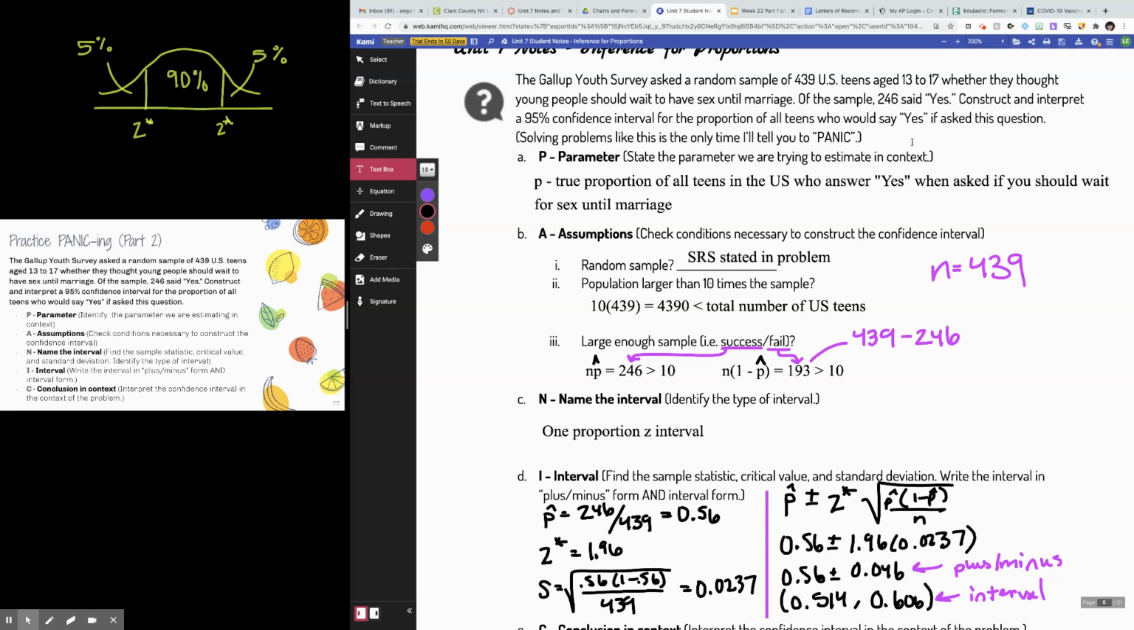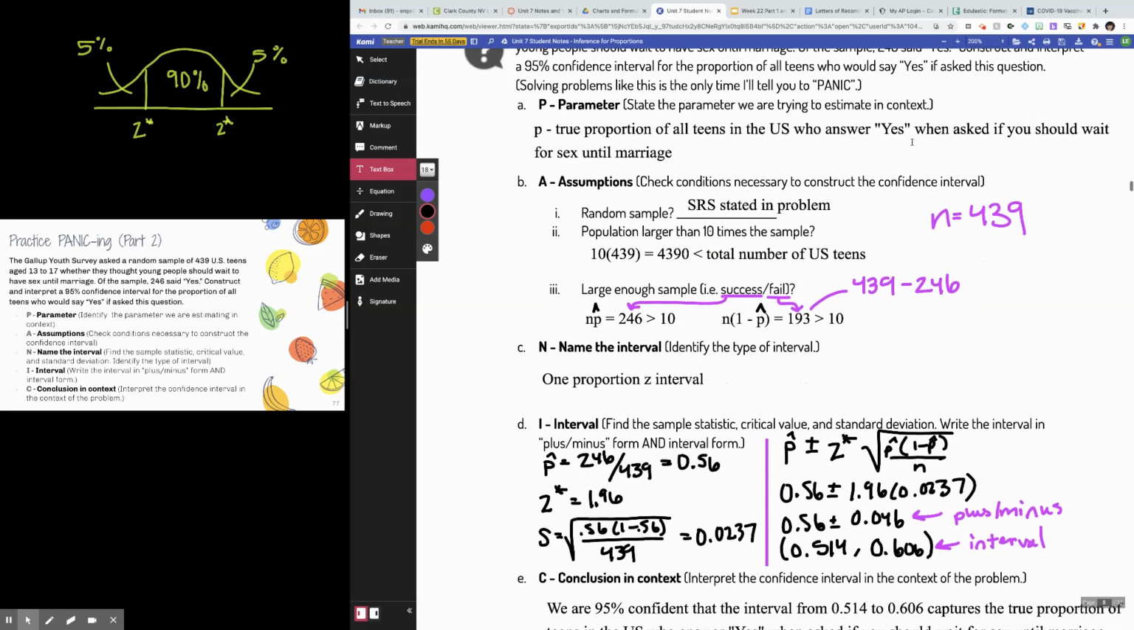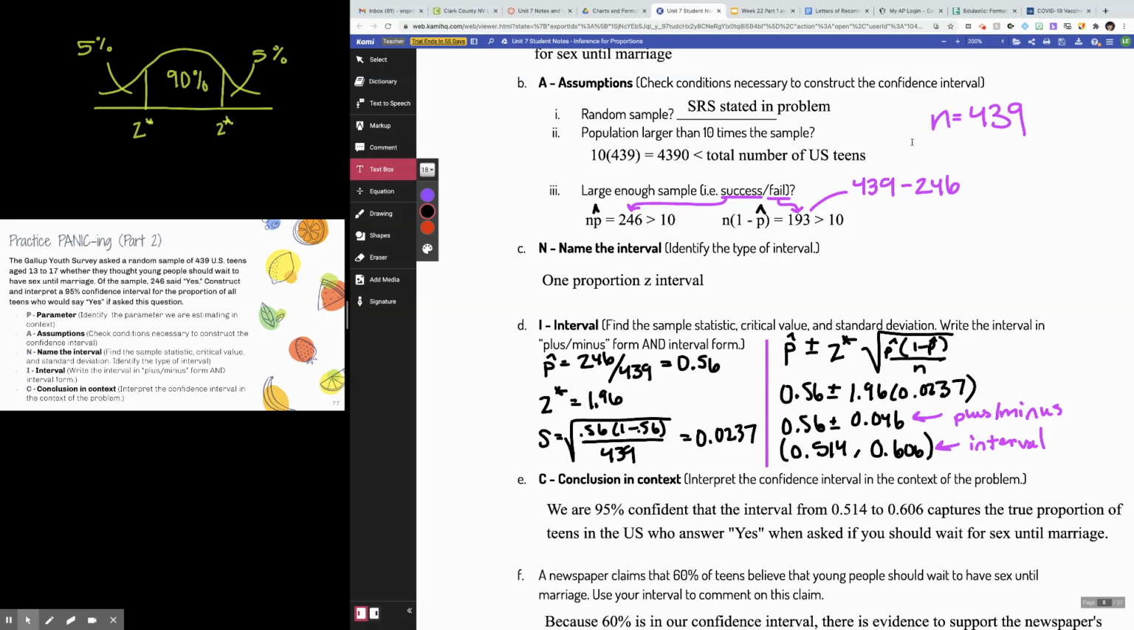Okay. Name the interval. So far, all we've dealt with is 1 proportion Z intervals. We're not going to deal with 2 proportion until we get to section 4, when we're talking about a difference of proportions. So for right now, we're sticking with a 1 proportion Z interval.